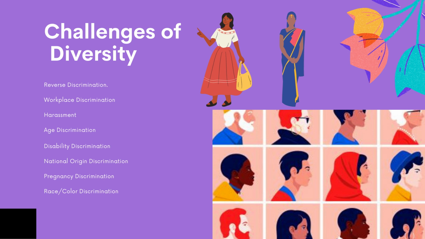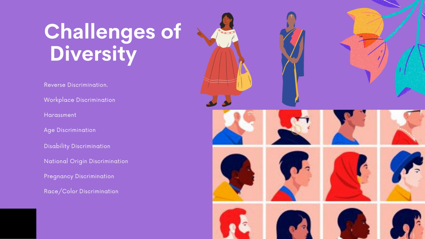Second one is workplace discrimination. One of the best examples of this is most likely gossip. So whenever someone gossips about you, then in the workplace they think you are the person they were talking about. So they discriminate against you on things that they don't even know. Next one is harassment, and this goes with a certain degree of discrimination. Next one is age. We have age discrimination.